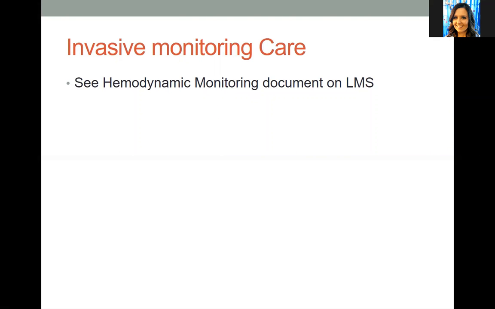So with any invasive line, we have specific nursing care. Just remember strict aseptic technique, hand hygiene before and after. If you're going to change the dressing or the caps, you need to be sterile. We usually change the dressing every 7 days. When you're changing your dressing, you have to clean your site, and we usually clean with ChloraPrep. So remember, with ChloraPrep, you got to scrub, scrub, scrub for it to work.